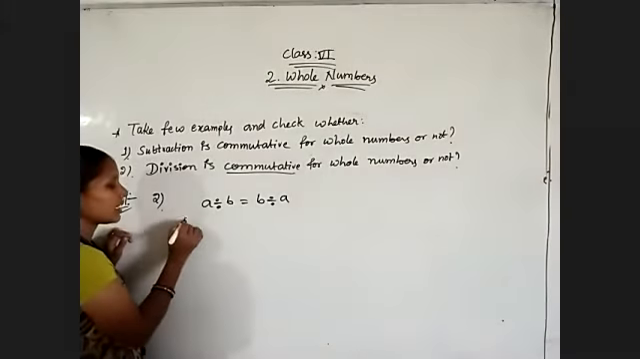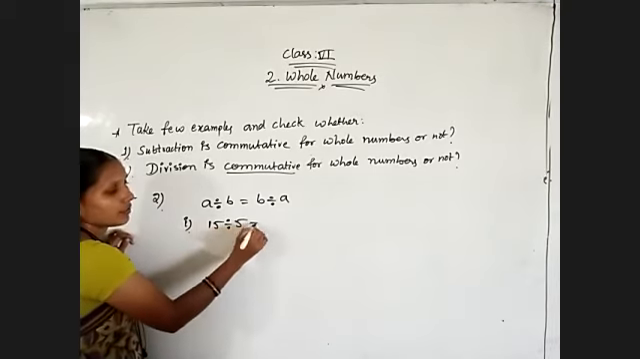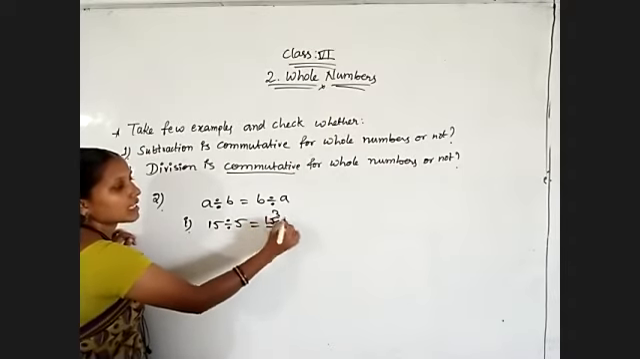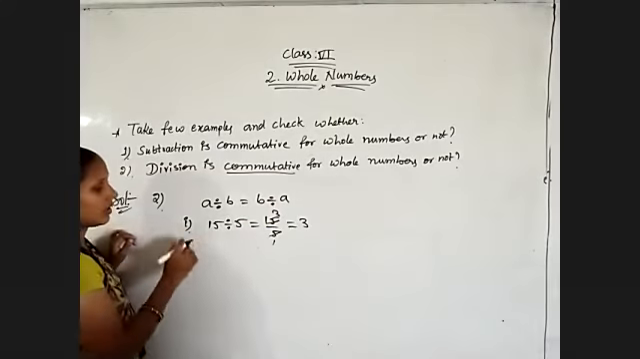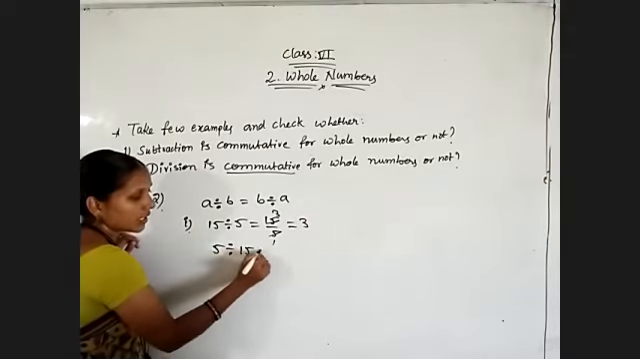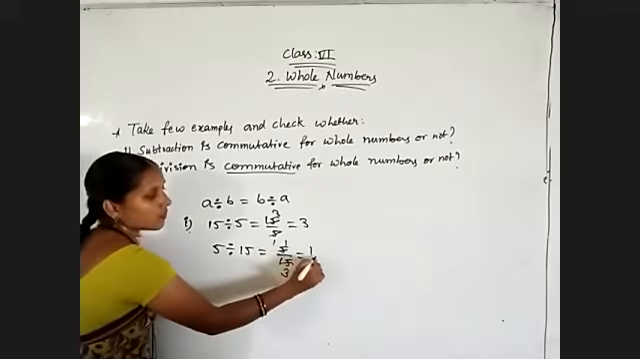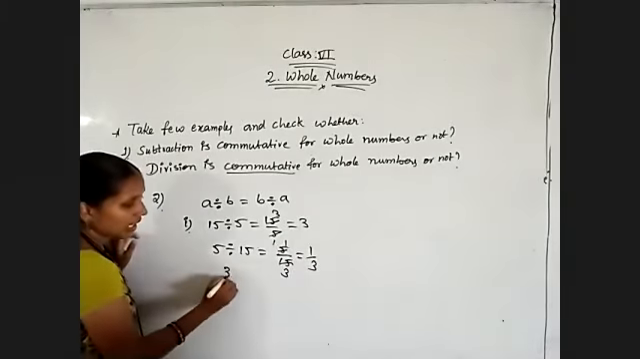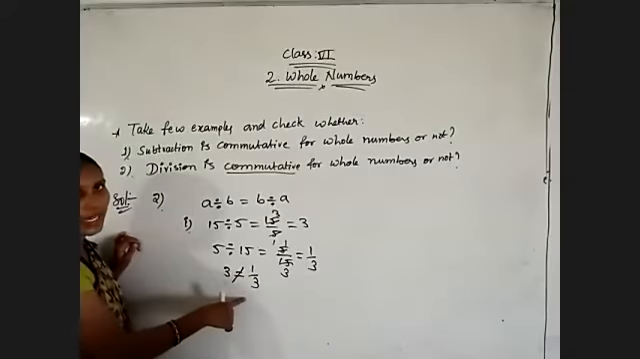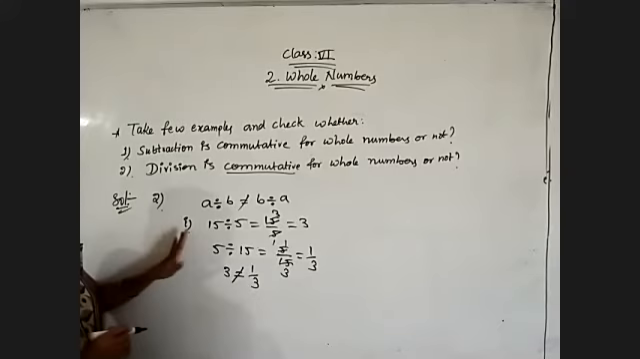Suppose a is 15 and b is 5. 15 by 5: 5 ones are 5, 5 threes are 15, which is equal to 3. Now change the order: 5 divided by 15, that is 5 by 15. 5 ones are 5, 5 threes are 15, that is 1 by 3. Now, 3 is not equal to 1 by 3. Both are different numbers. So a divided by b is not equal to b divided by a with the first example.